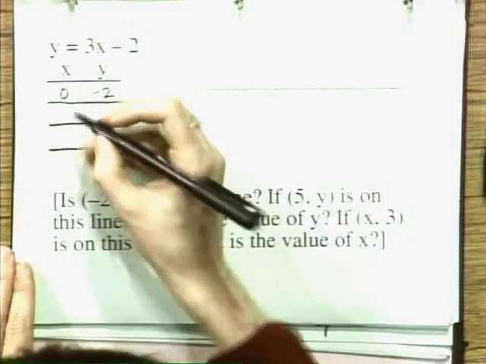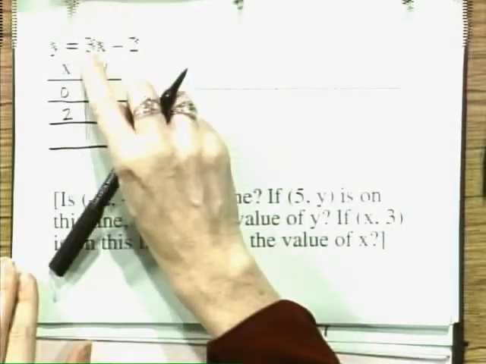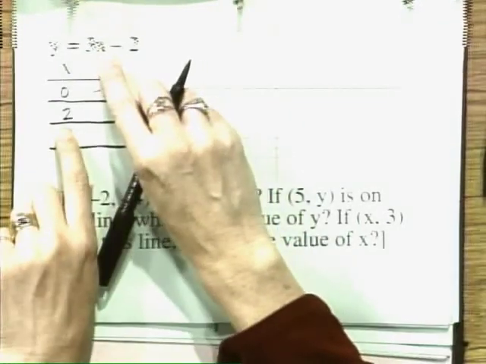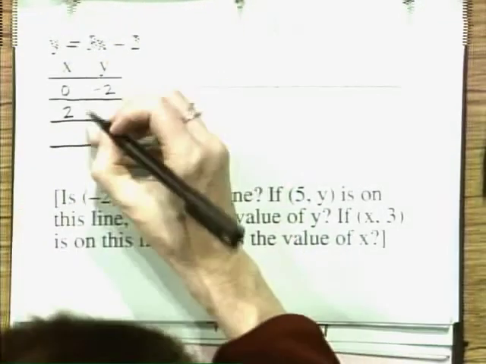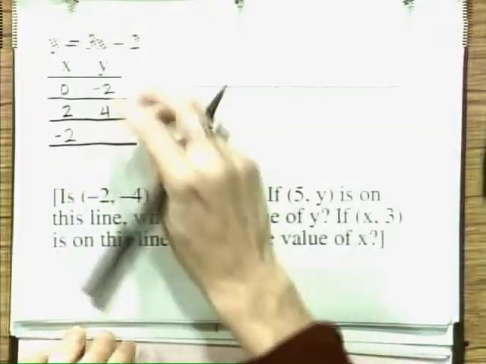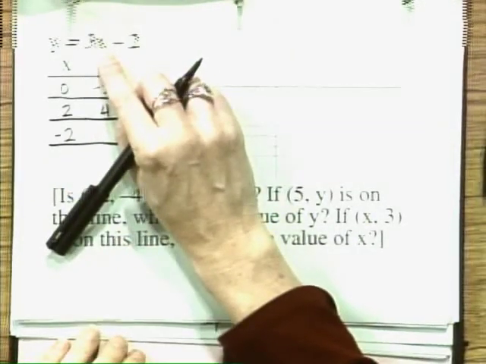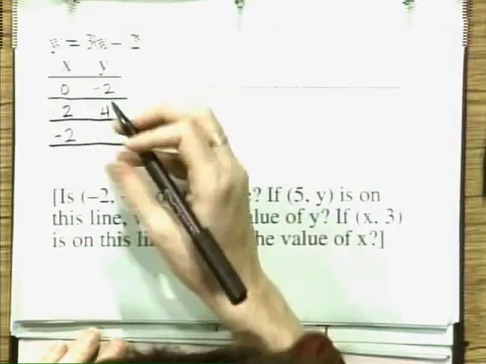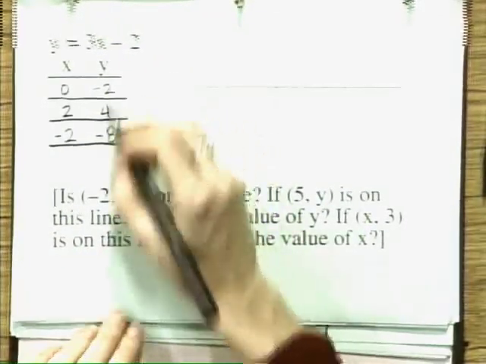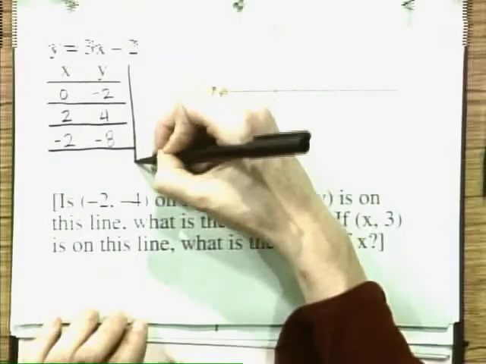Okay, now let's pick, let's say, positive 2. 3x, 3 times 2, that gives us 6. Minus 2 gives us 4. Okay, how exciting. And let's pick maybe a negative 2. Okay, 3 times a negative 2 is negative 6. Plus another negative 2 gives us negative 8. There's our chart.